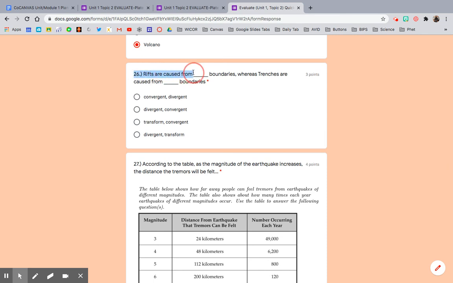Number 26, rifts are caused from blank boundaries, whereas trenches are caused from blank boundaries. So rifts are caused from convergent, divergent, or transform. So you need to pick one of those first. And for example, if you think it's divergent, then you have to pick between these 2 choices. Rifts are caused from blank boundaries, whereas, meaning opposed to, trenches are caused from what boundaries? So the Marianas Trench in the ocean, is that caused from divergent, convergent, or transform? So figure out one at a time and then you can eliminate. Remember, I'm just picking the last one for all of them.